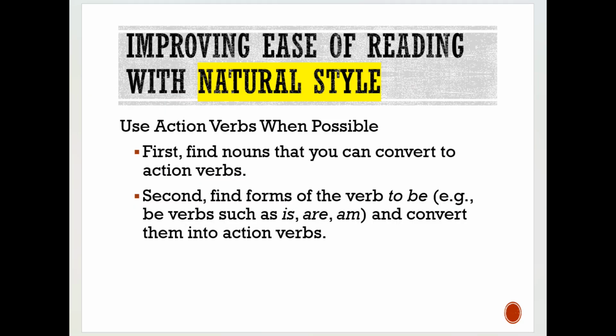When we're looking at improving ease of reading with natural style, we're talking about using action verbs when possible. First and foremost, you want to find the nouns that you can convert to action words. And second, you want to find forms of verbs that can be converted into action words as well. One way to do this would be to choose short, familiar words. And again, this is the time where you want to stay away from buzzwords or those popular catchphrases or figures of speech.